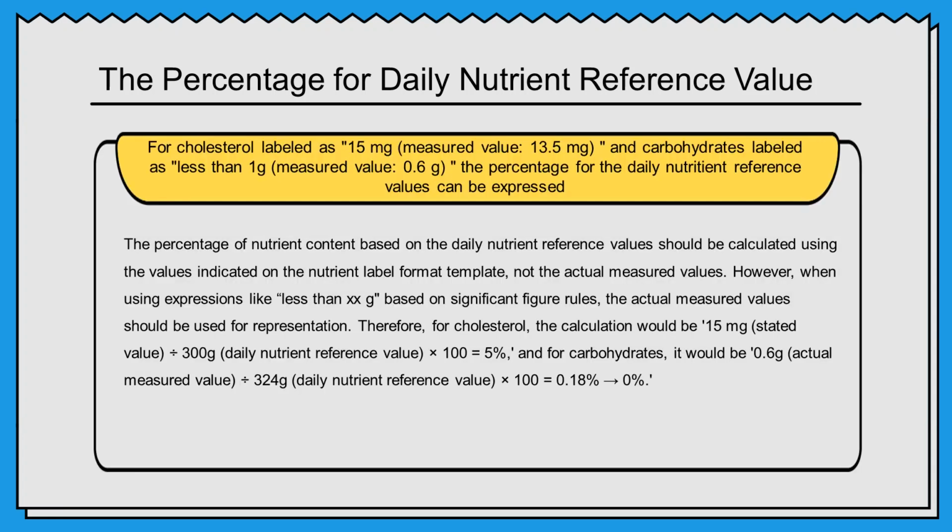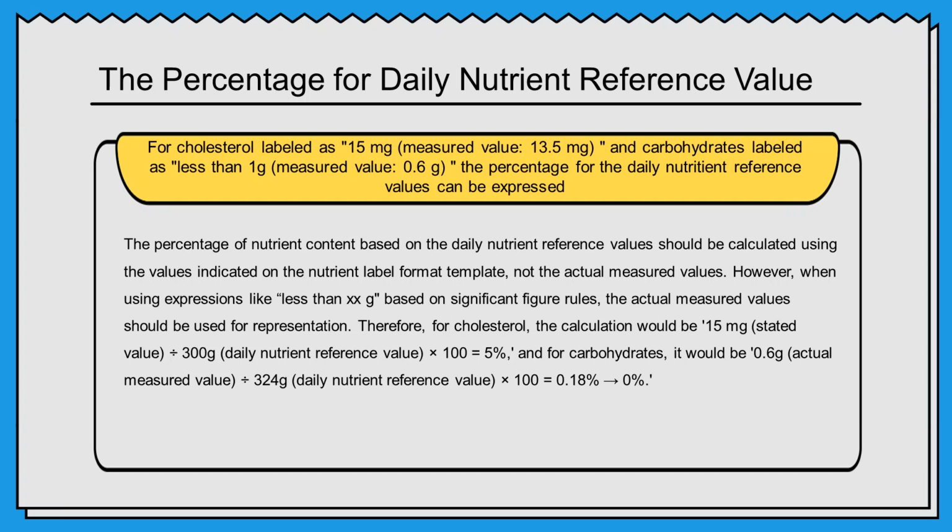Results of the nutrient analysis for a certain product revealed a cholesterol content of 13.5 mg and carbohydrate content of 0.6 grams. Following the significant figure rules, cholesterol is labeled as 15 mg, and carbohydrates are labeled as less than 1 gram. Now, let's explore the method of displaying the percentage of nutrient content based on the daily nutrient reference values of cholesterol and carbohydrates.